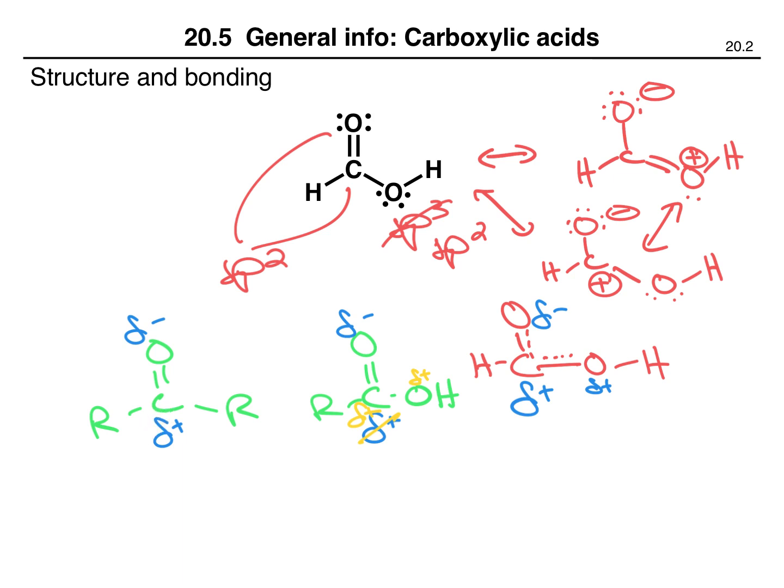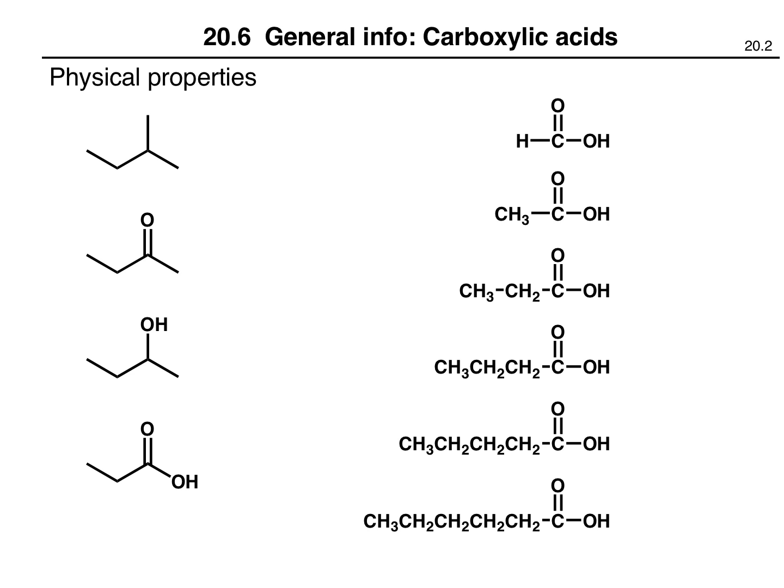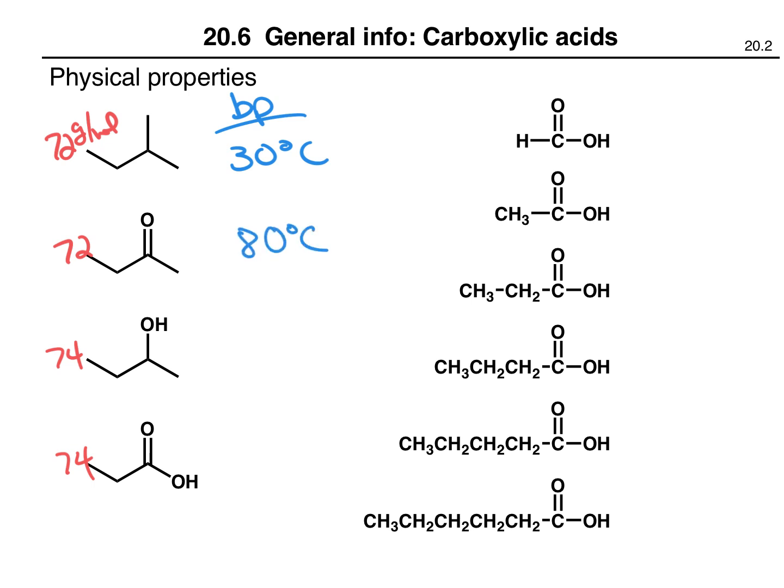Next, let's take a look at physical properties, and we want to compare different types of compounds with different types of intermolecular forces. So let's use compounds that are similar in size. This is 72 grams per mole, 72, 74, 74. So this is about as close as we can get. The first compound will be held to other molecules of the same compound by dispersion forces, and this has a boiling point of 30 degrees Celsius. The second one, we have some dipole-dipole interactions. This has a boiling point of 80 degrees.